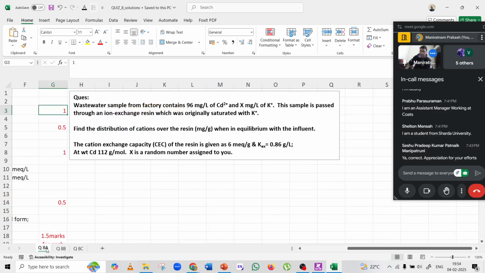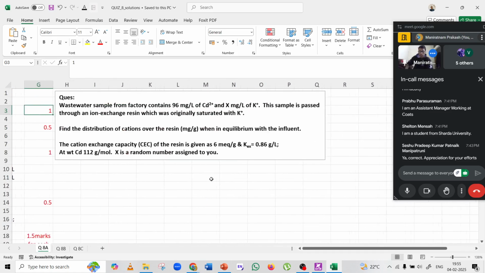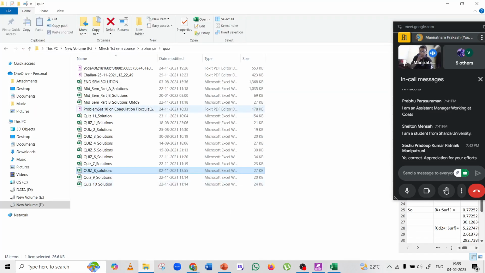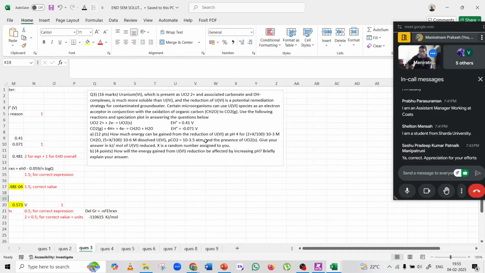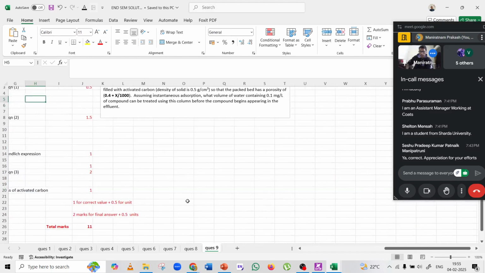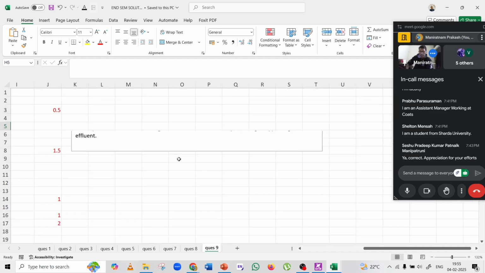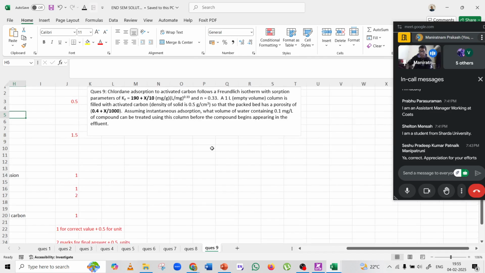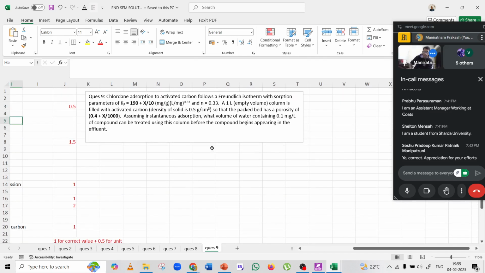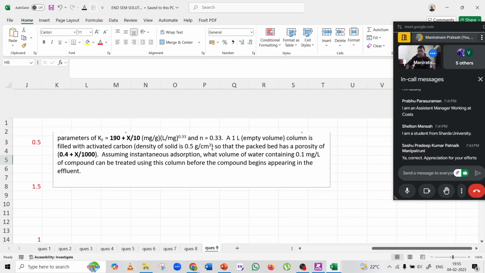This is another thing. I will give you one more question for this. So just take a screenshot of this question and try to solve it. It is a little bit different, but it's the same thing. It's related to adsorption, not related to this.